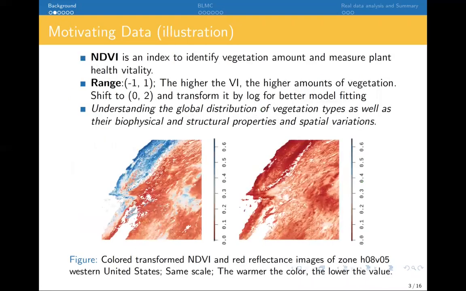One of the responses is NDVI, which is an index to identify vegetation amount in order to measure plant health vitality. NDVI ranges from -1 to +1. The higher the value, the higher the amount of vegetation it represents. We first shift NDVI's range to 0 to 2 and transform it by log for better model fitting. NDVI helps to understand the global distribution of vegetation types, as well as their biophysical and structural properties and the spatial variations.